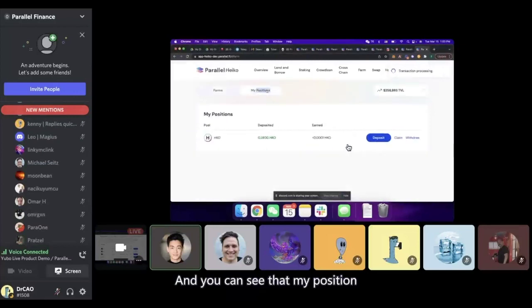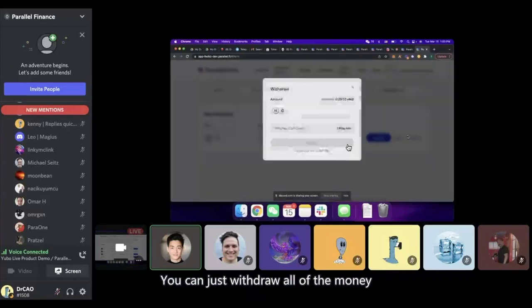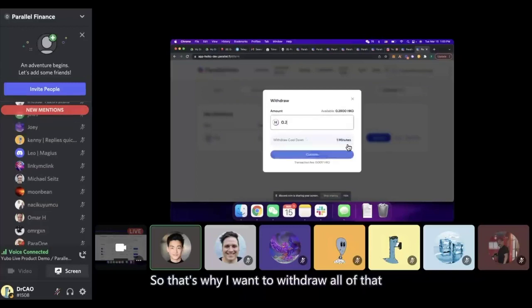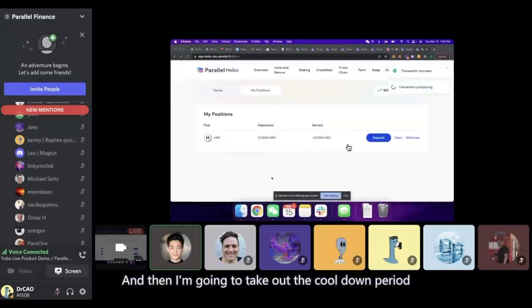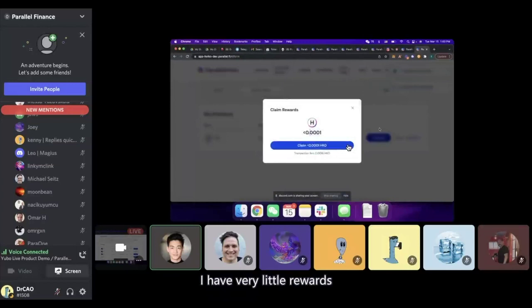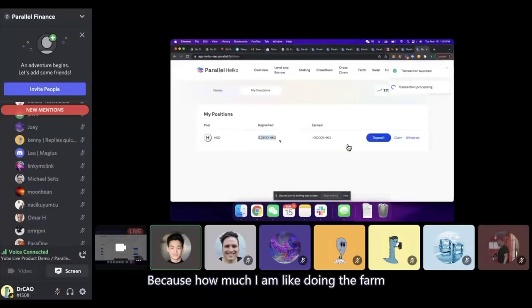And if you see my position, you can see that previously I deposited 0.28 Heiko, and I'm earning it. If you want to get out of the pool, you can just withdraw all of the money. There is a 1 minute cooldown. So let's say I want to withdraw all of that, and then it's going to kick off the cooldown period. And if I want, I can also claim my rewards. I have a very little reward because of how little I am farming.